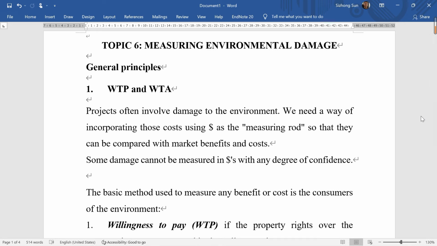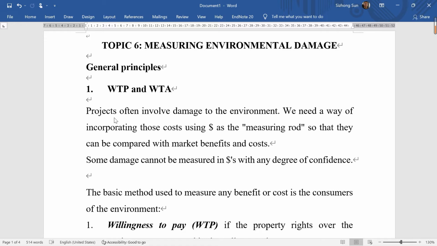When we are assessing a project, sometimes it involves damage to the environment or pollution to the environment. In such cases, we need to put dollar values on these items. And here are some general principles we want to follow.